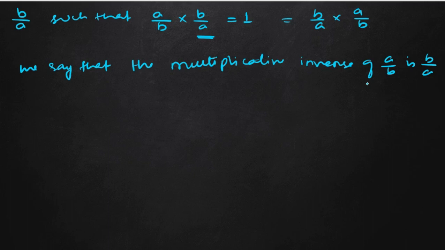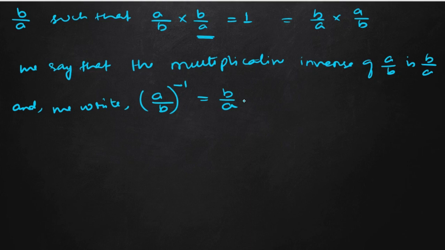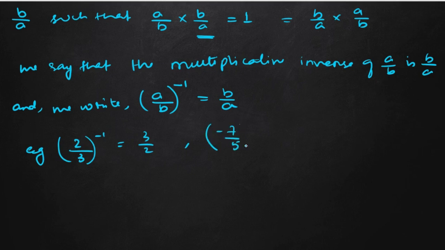And how do we write it? The inverse of a by b is written as (a by b) to the power minus 1, the inverse of a by b, and its inverse will be b by a. If we see one example, suppose 2 by 3, the inverse of 2 by 3 will be 3 by 2. If we take another example, suppose minus 7 by 5, its inverse will be minus 5 by 7. And so on, we can continue like this.